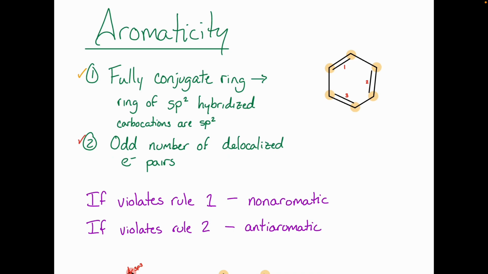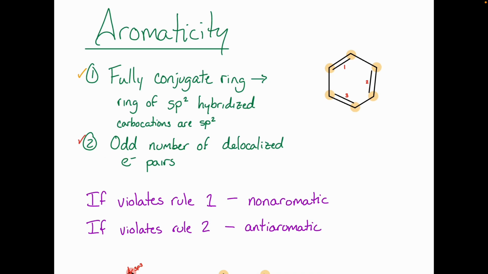Right? And aromaticity is like bond conjugation on steroids. It provides this extra bit of stability for these compounds that are aromatic. And the first rule here kind of makes sense, right? We have to have a fully conjugated ring. The electrons have to be able to move around the ring. That makes sense, right? The other rule, though, the odd number of delocalized electron pairs, that seems like it kind of comes out of nowhere.